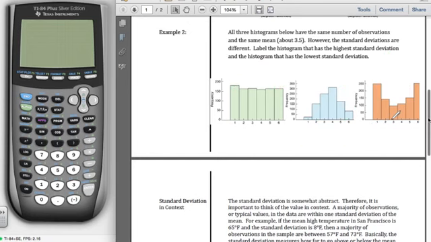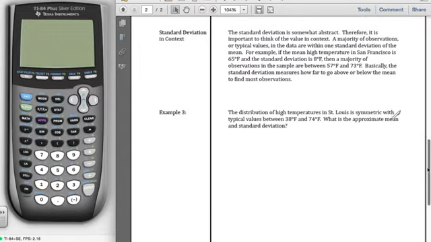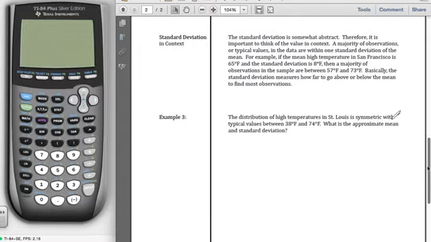I want to end this video with one more example about standard deviation before we calculate it in the next video. Standard deviation can be somewhat abstract as a number, so it's important to think about it in context. Well, what does it mean? What does this number tell us? The standard deviation tells us that a majority of the observations, these typical values, are within 1 standard deviation of the mean. Most of your data, over half, should be within 1 standard deviation of the mean.